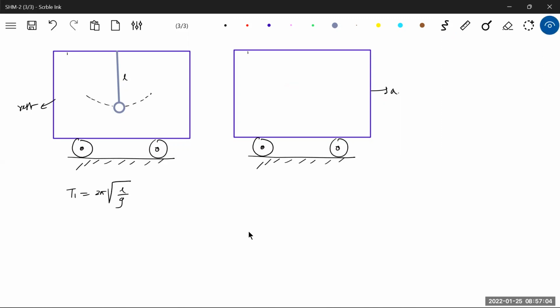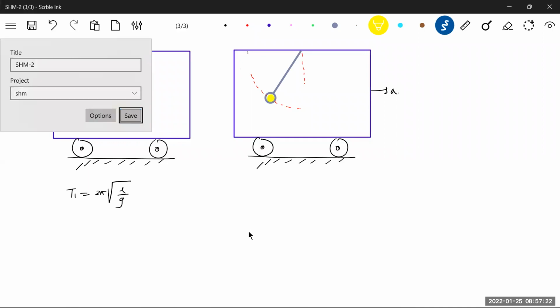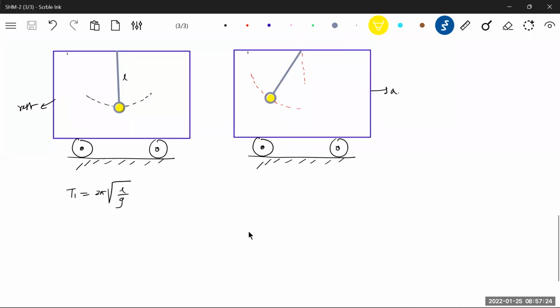When it gets accelerated, you should get the new mean position. Now the mean position will be this one. This is the mean position. Okay, now this is not the mean position. It will oscillate about this particular point.